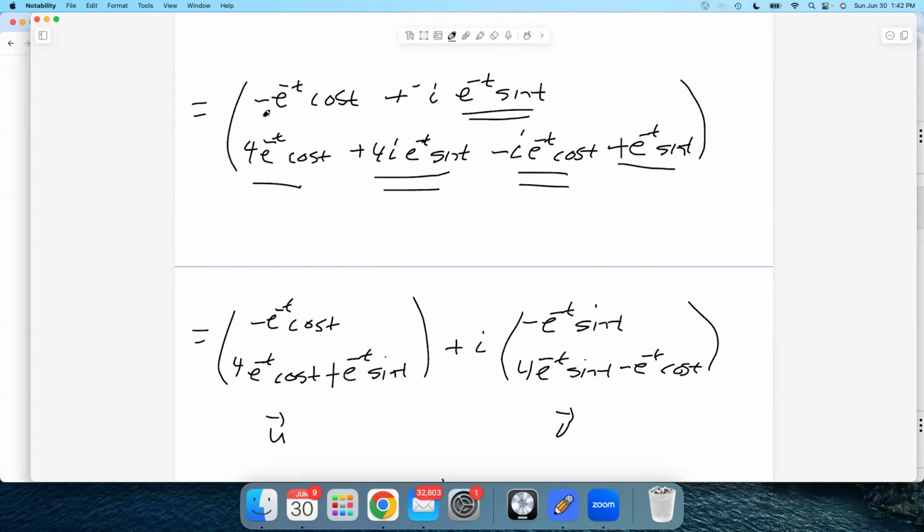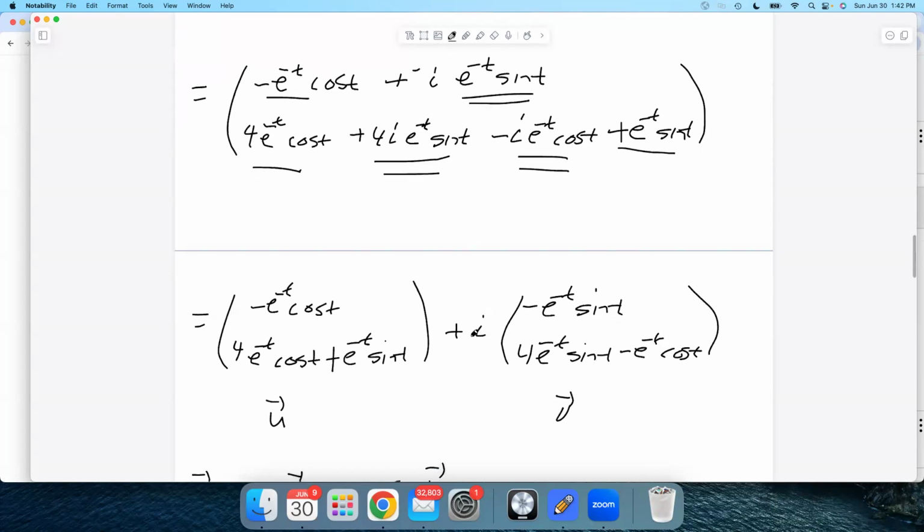So for completeness here, that guy there, I don't want that to look like a fraction. Here's my real part. On the bottom, here's my imaginary part. And I factored the i out.